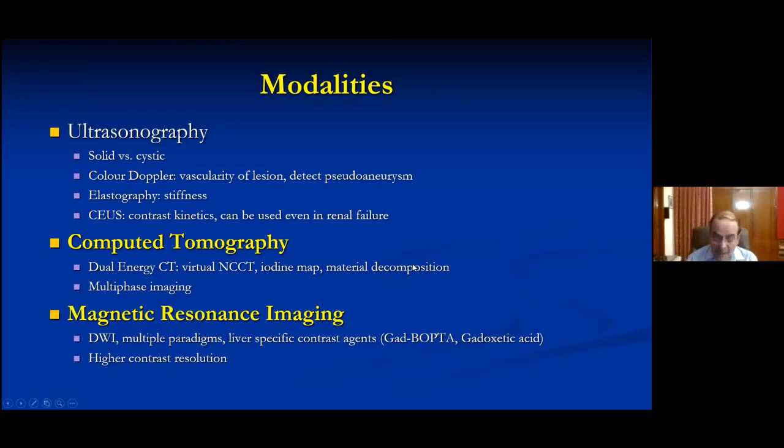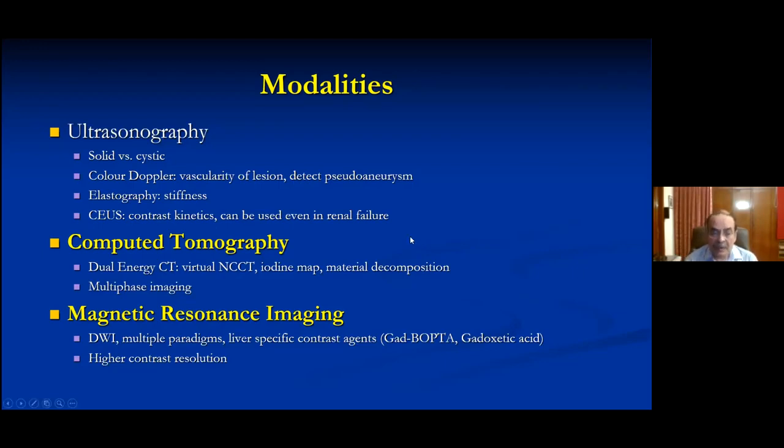Of late, there's been a lot of interest in contrast-enhanced ultrasound, which can assess contrast kinetics just like we see on CT and MR. The main advantage, of course, is that it can be used even in patients who have deranged renal function. We use it as a problem-solving technique and find it useful sometimes. CT is really where the money lies, and if you have dual energy CT, it does offer some additional advantages, and I'll show you that.